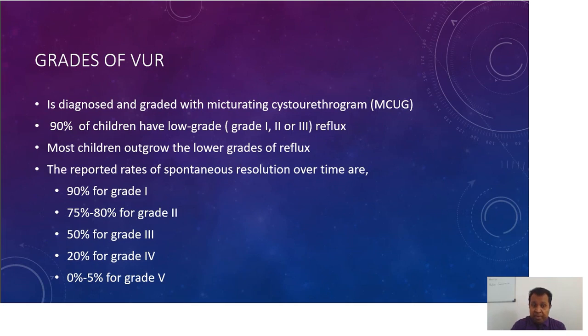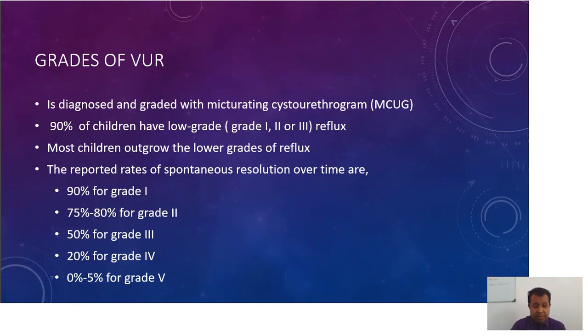90% of children have low-grade reflux, and most children outgrow low-grade reflux when they reach around 5 to 6 years of age. If you look at the spontaneous resolution over time, depending on the grading of the reflux, you can appreciate that 90% of grade 1 reflux resolves or disappears when the child is around 5 to 6 years of age. When it comes to grade 2 reflux, only 75 to 80% will disappear.